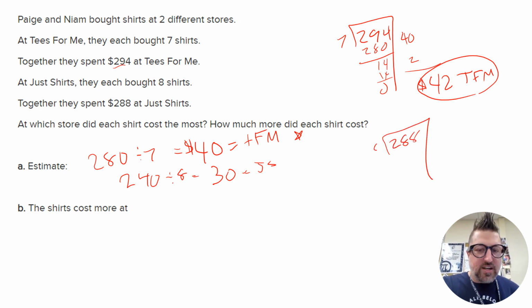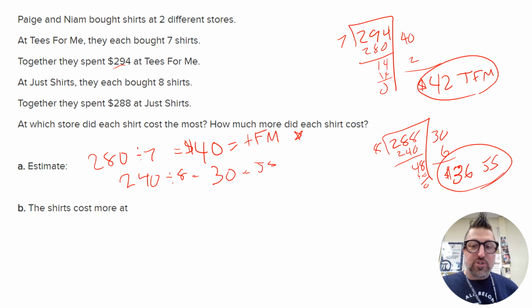Okay, if I have $288 divided by 8, I know 8 times 30 gets me to 240, leaves me with $48 still to spend, which can be $6 more. 6 times 8 is 48, nothing left over. They cost $36 at Just Shirts. Okay, which one costs more?